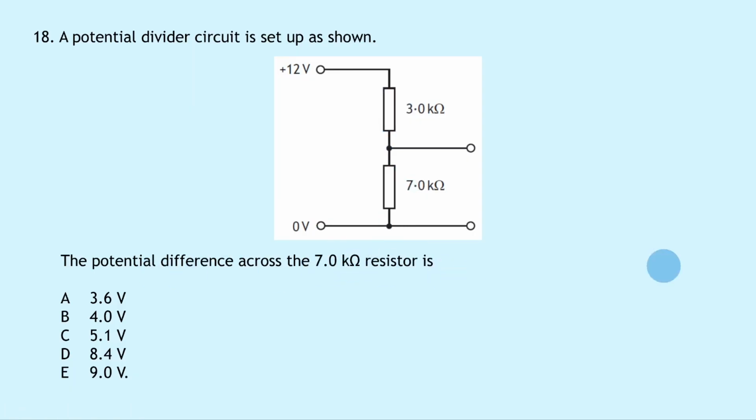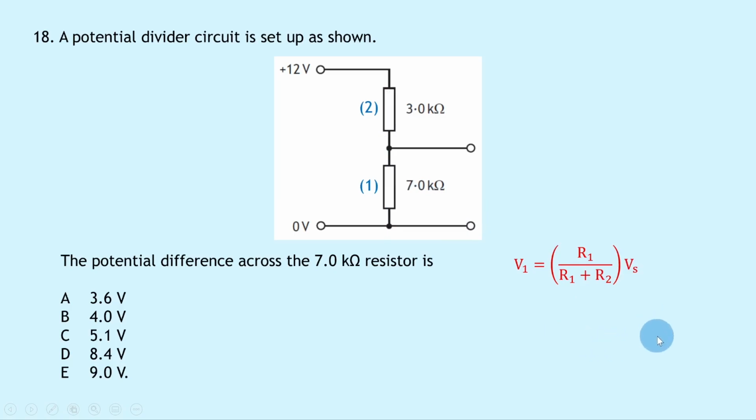Well, remember, for a potential divider circuit, it helps to label these resistors. And I'm going to start by labeling them from the bottom up. So we've got number 1 here and number 2 here. And then I'm going to use the relationship for potential dividers when the supply voltage is known, because we know that is 12 volts. So because I'm trying to find the potential difference across number 1, I'm going to call that V1 equals R1 over R1 plus R2 times Vs.